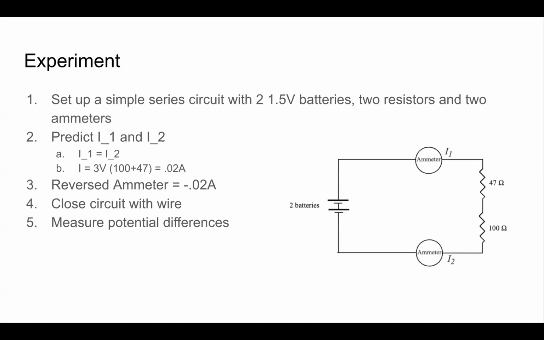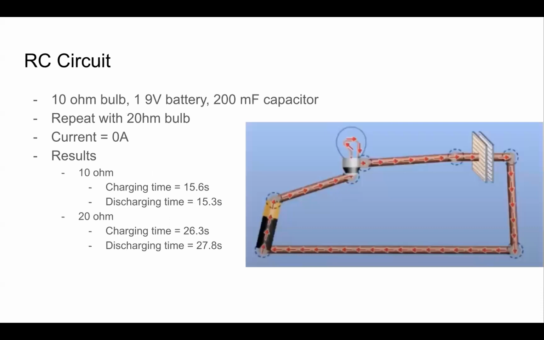For the experiment, our first step was to set up a simple series circuit on the simulator with two 1.5 volt batteries, two resistors, and two ammeters. Then we needed to predict I1 and I2, and we found this to be 0.02 amps. And for the reversed ammeter, it would be negative 0.02 amps. And then we needed to close the circuit with wires for step 2 and measure the potential differences.